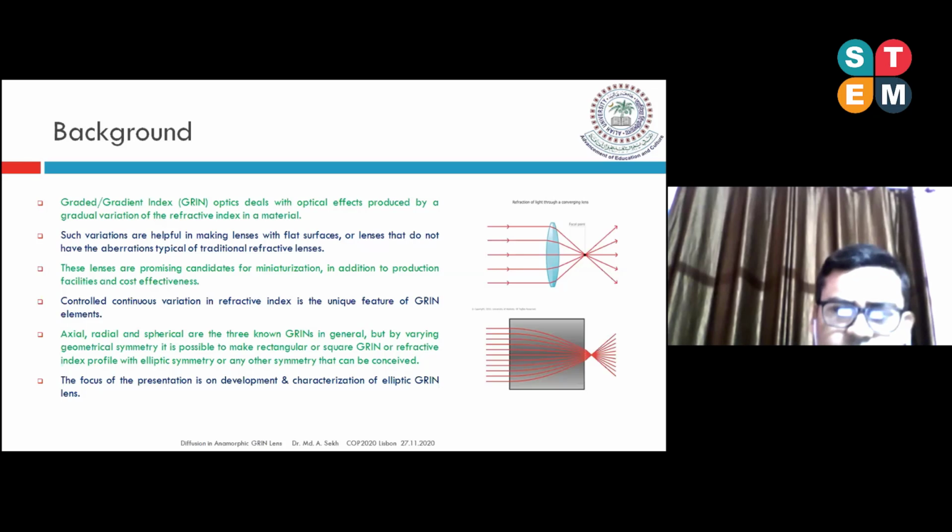So the focus of this presentation is basically the development and characterization of the elliptic GRIN lens. It is also known as anamorphic. Its shape is irregular, and it has elliptic cross sections. That is why it is called anamorphic.